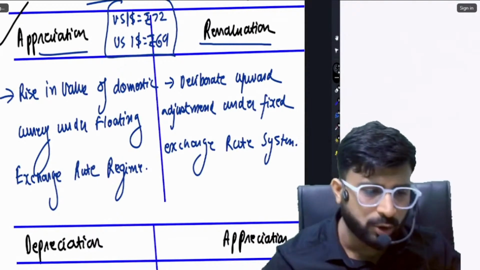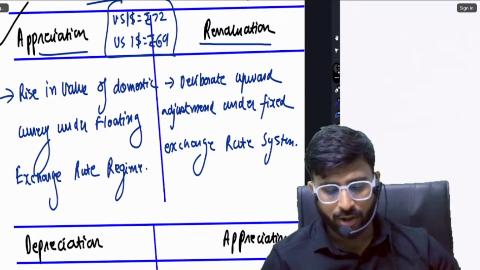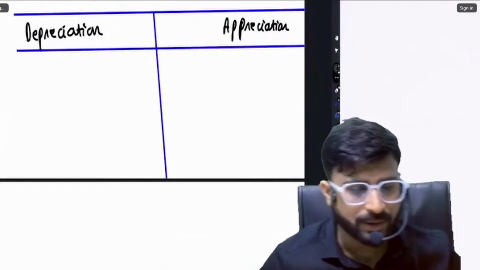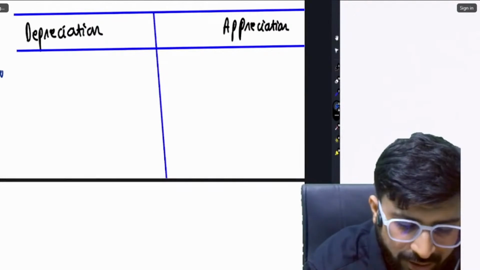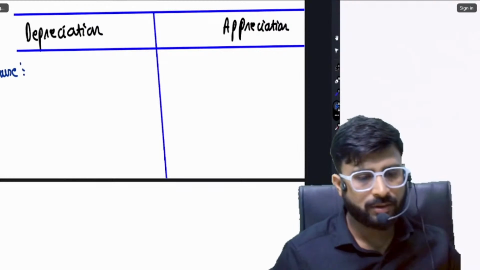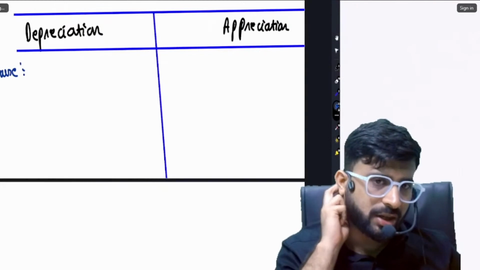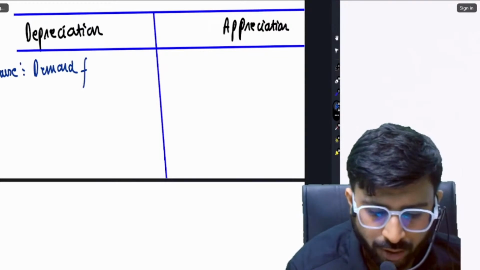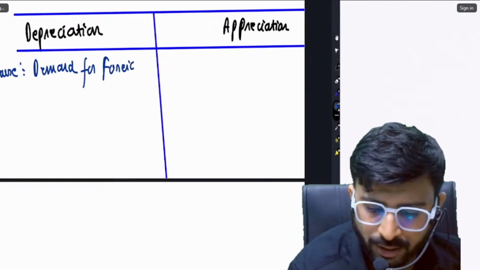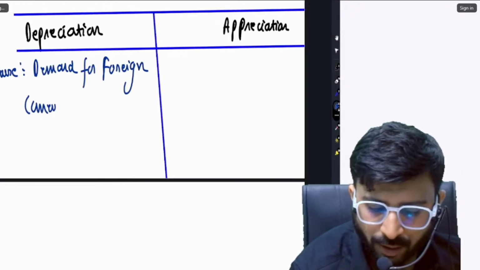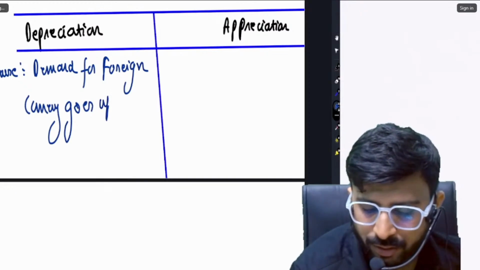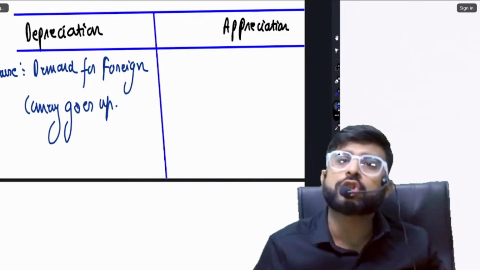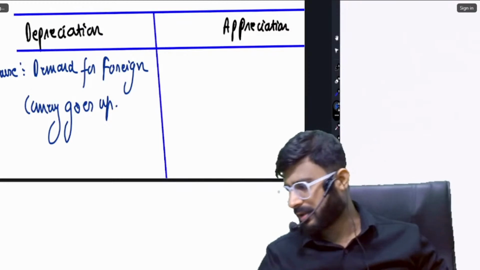In depreciation, the home currency value is going to fall. In revaluation, in appreciation, the home currency value is going to rise. That is of course true. But see, the cause behind depreciation is that demand for foreign currency goes up. So if demand for foreign currency goes up, indirectly demand for home currency goes down. That is the logic.